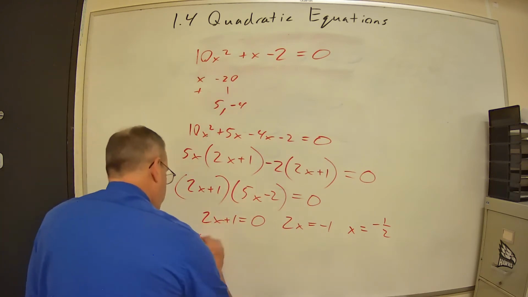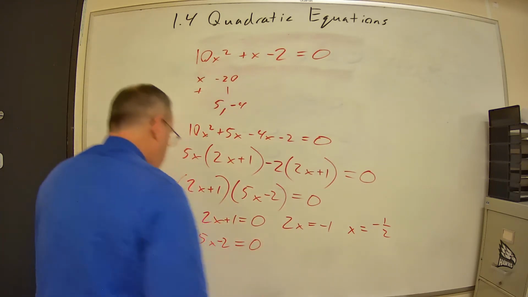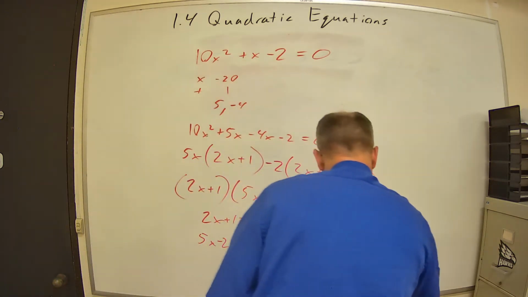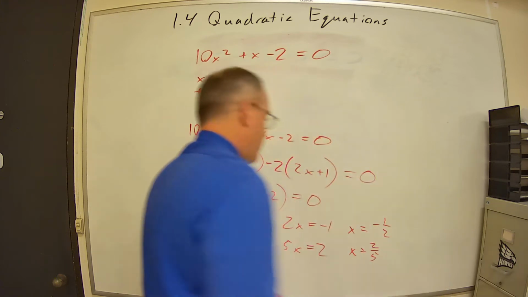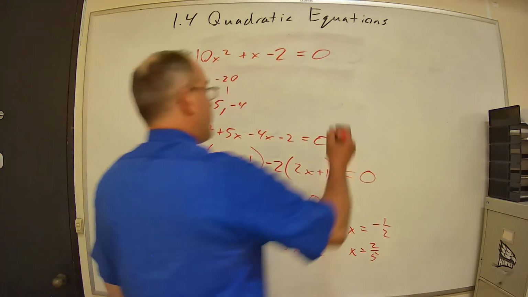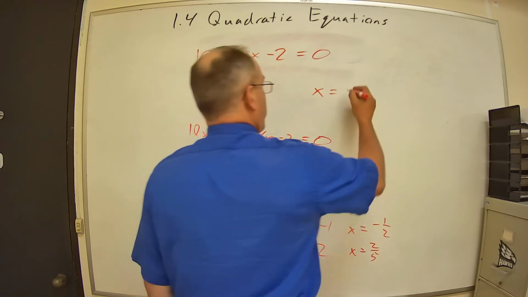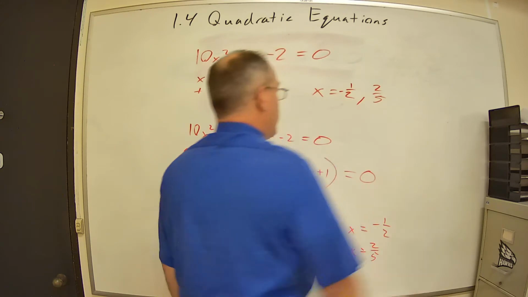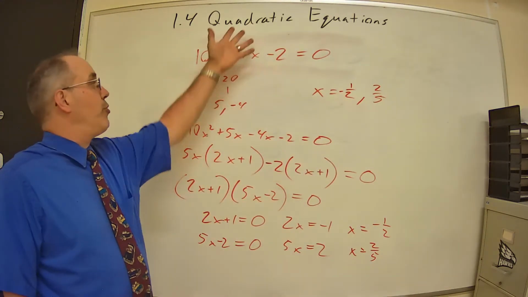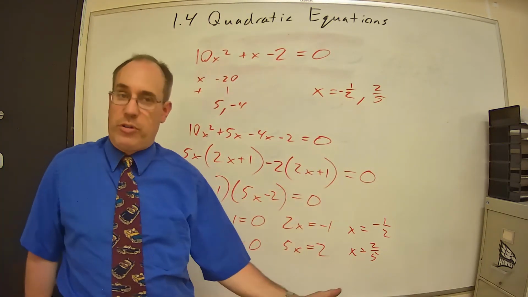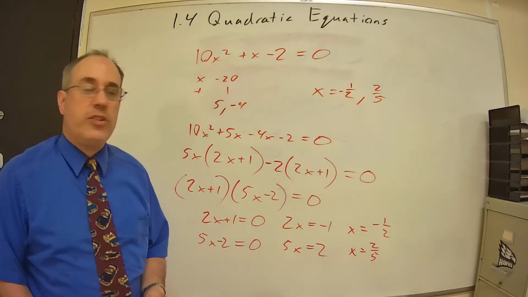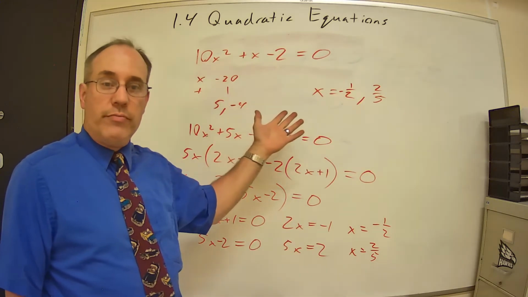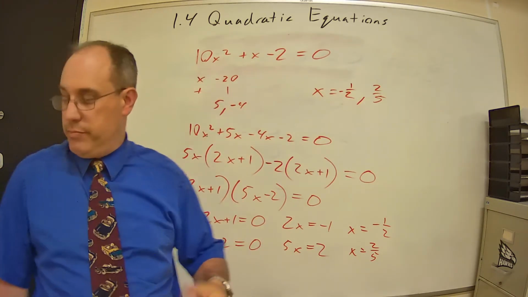And for the other one, 5x minus 2 is equal to 0. 5x is equal to 2. And x is equal to 2/5. So what's our solution? x equal to negative 1/2 and 2/5. And again, we can go through and plug those back in to verify that that works. But that's our idea, is we can factor our quadratic and solve using the zero product property.